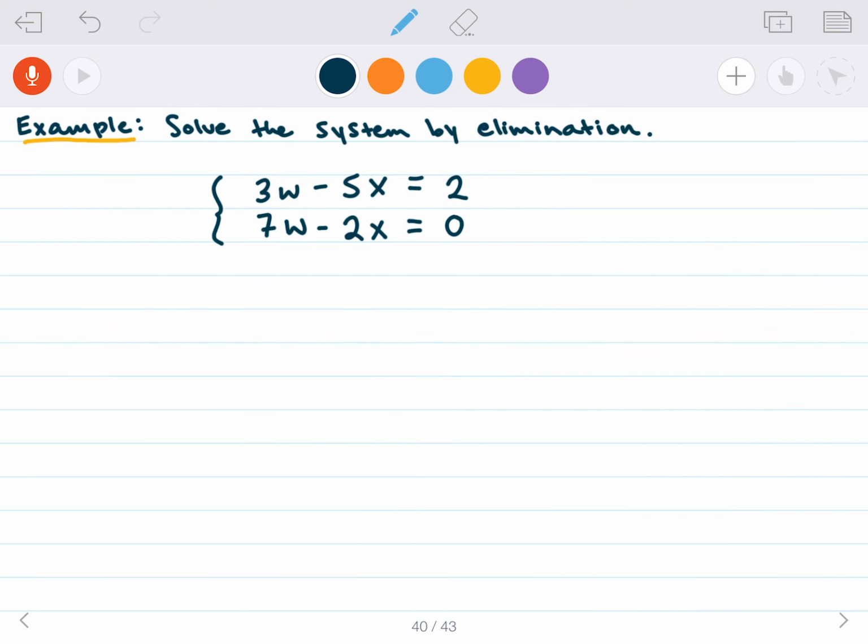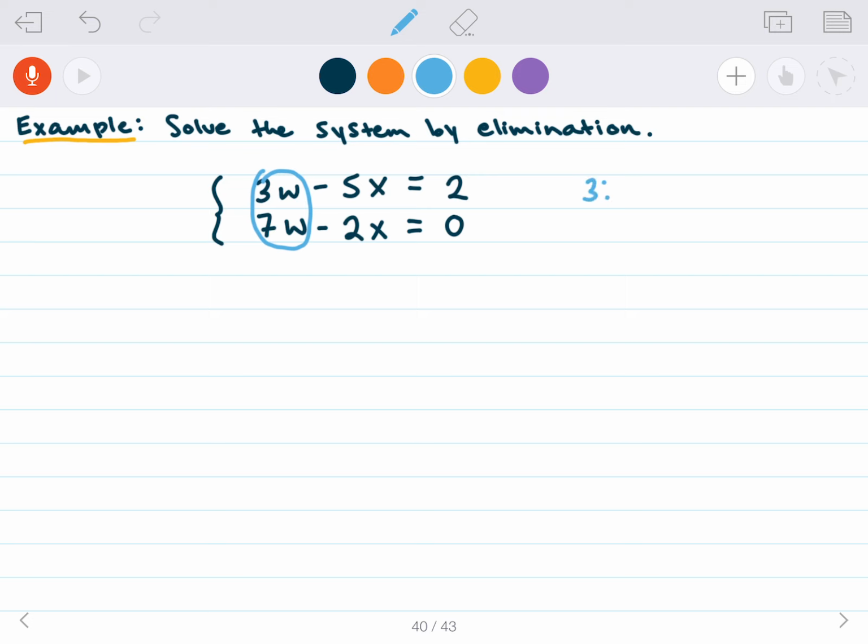All right, let's try this one out. So my x's and w's are lined up, which is a good first step. But I noticed that I can't change a 3 into a 7, and I can't change a 5 into a 2, or vice versa. So I want to use that least common multiple strategy. So what I can do is focus on these. You could do the other ones, but I'm going to focus on the w's. And I want to find the least common multiple of 3 and 7.